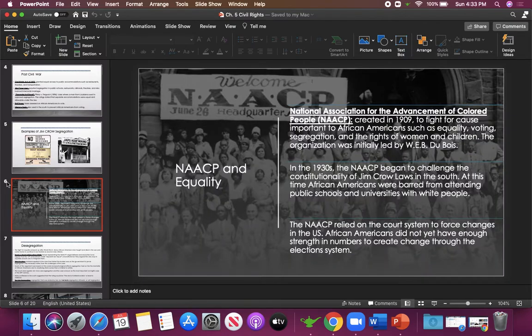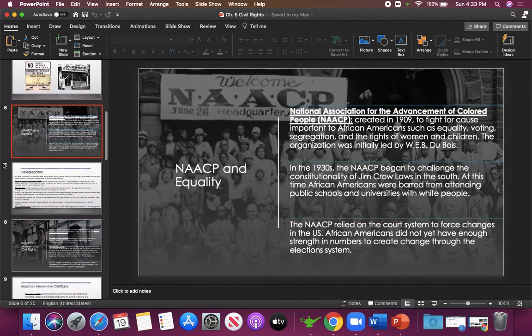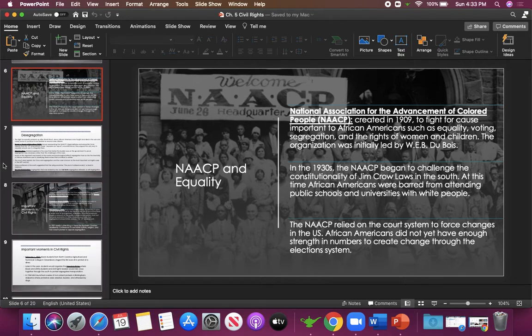Now, once we get into the 1900s, we start to see movement among people of color to start fighting for the advancement of civil rights and equality. And of course, the most well known group is the NAACP, the National Association for the Advancement of Colored People. Obviously, we don't use that terminology anymore, but the organization was created in 1909, and I'm sure they don't want to change their name because it's so historic.